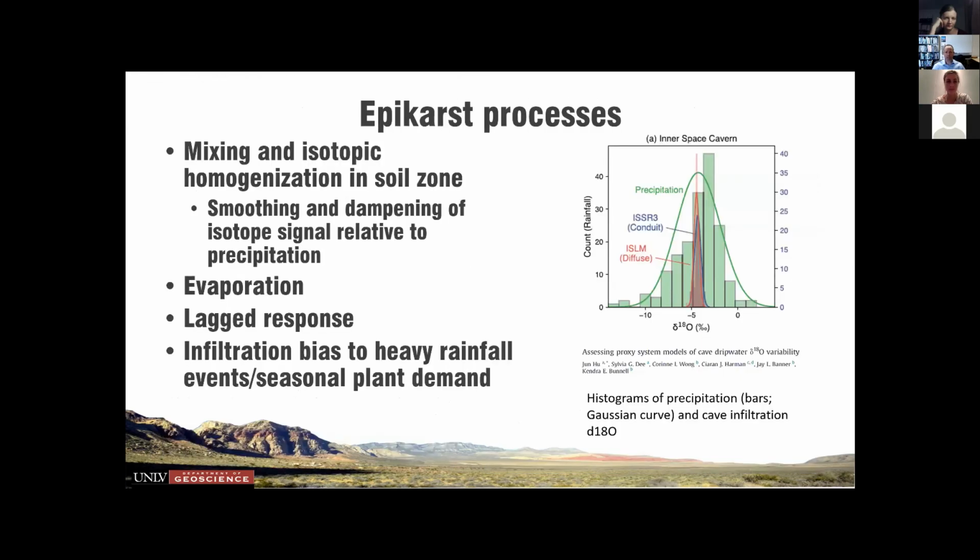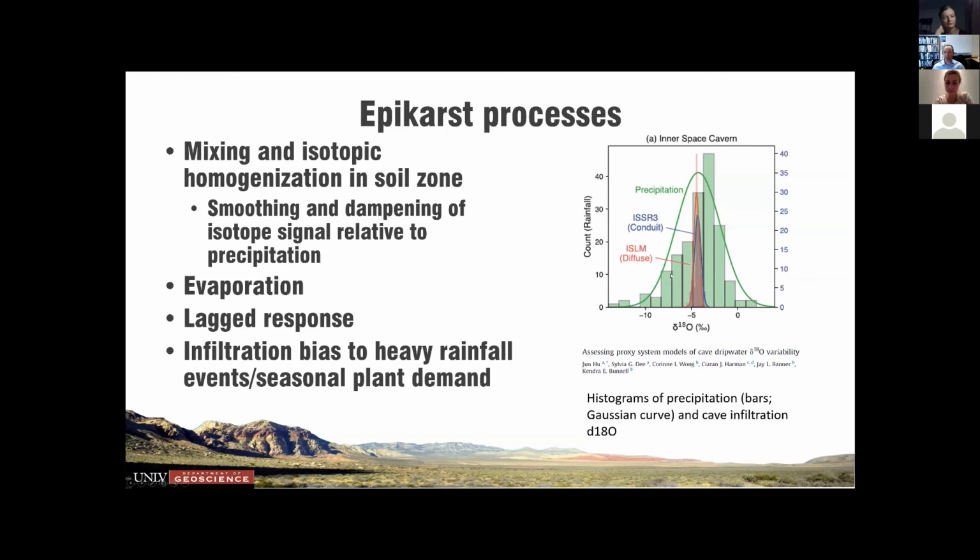Here's just one example. Take all of that rainfall that falls over a cave. What happens with the isotopic signal is it tends to smooth it because of mixing of those waters. And it also dampens the signal, and it delays the signal because it takes time for that water to move through the epikarst.